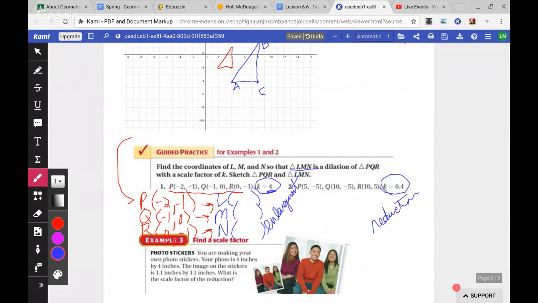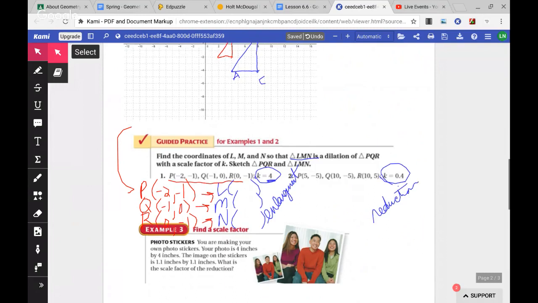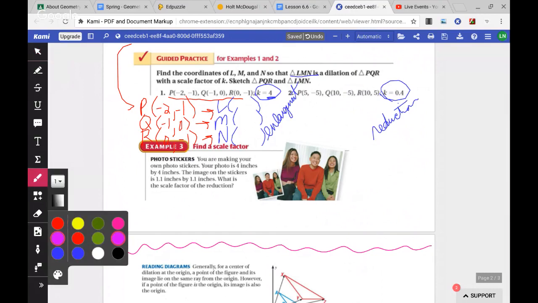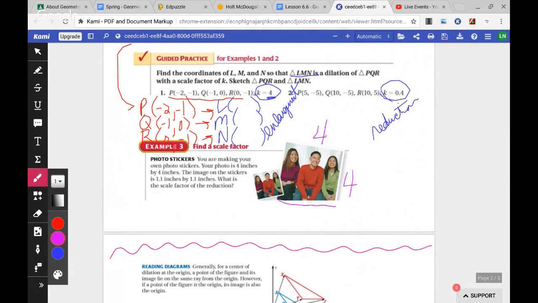Okay? All right, here's a picture I took of me and some buddies, and I decided I think it'd be really cool to have stickers, because who doesn't want stickers of you and your buddies' pictures? I don't know, most people. So you're going to make your own stickers. Your photo is 4 inches by 4 inches. So the one you have here, this is the bigger one, is 4 inches by 4 inches. It's a square. I cut off the bottom, but there you go. And the image on the stickers is 1.1 inch by 1.1. So when you made your stickers, you made them 1.1 by 1.1.